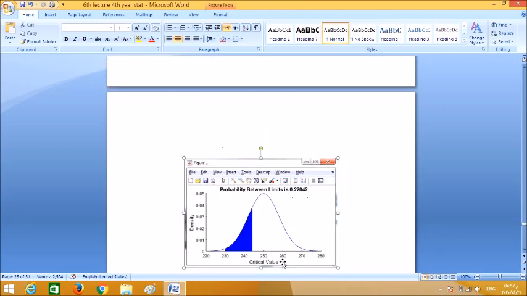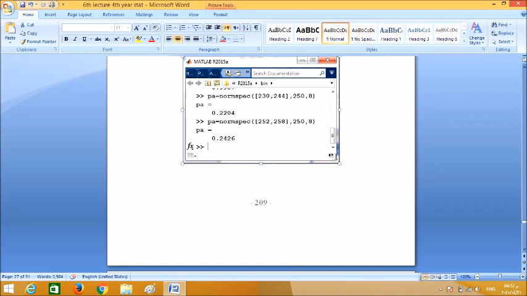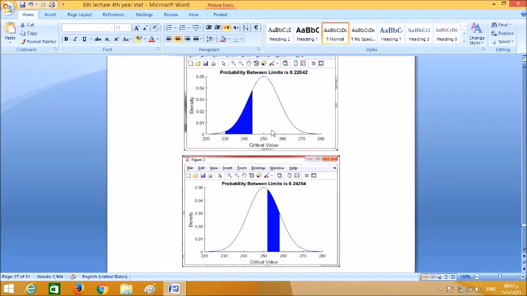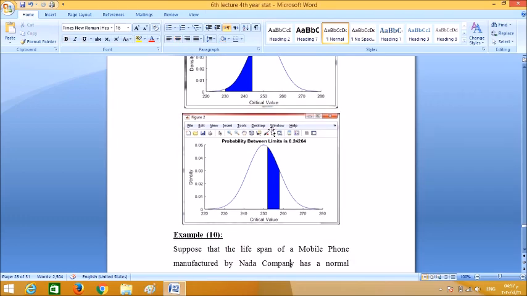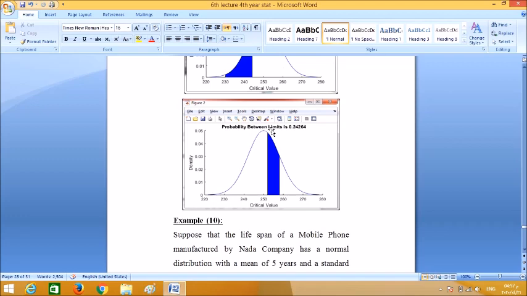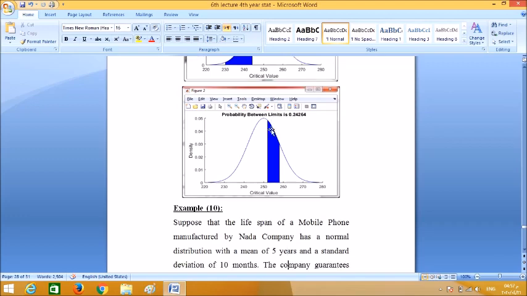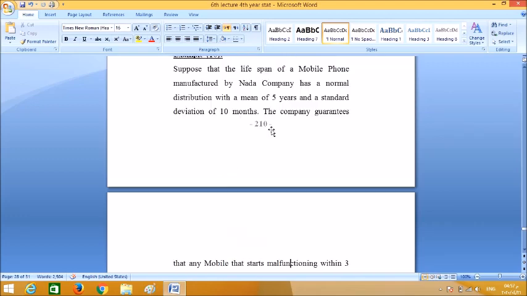By MATLAB, put the limits like this. It's very easy, between 230 and 244. This is the first one and this is the second one. This is the area for the first and the second, and this is another example.